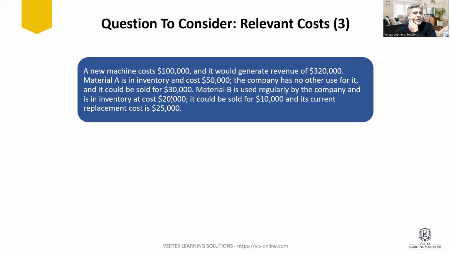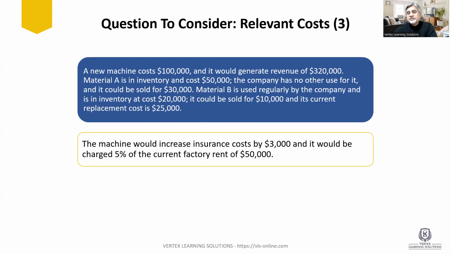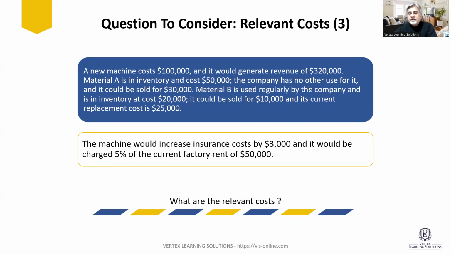Another question is here, quite a lot of things coming up. A new machine costs 100,000 and it would generate revenue of 320. Material A is in inventory and costs 50,000. The company has no other use for it and it could be sold for 30,000. Material B is used regularly by the company and is in inventory at a cost of 20,000. It could be sold for 10,000 and its current replacement cost is 25,000. This is replacement cost of material, again, a management accounting concept, but we use it here as well. The machine would increase insurance cost by $3,000 and it would be charged 5% of the current factory rent of 50,000. What are the relevant costs?